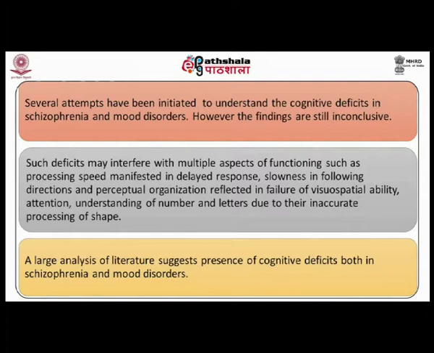Third, deficit in working memory may surface, where the individual may have problems in retaining the information while working upon it. For example, while talking about an event, suddenly forgetting and losing track of information.